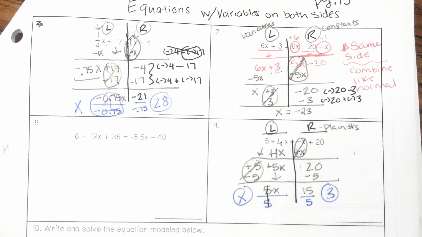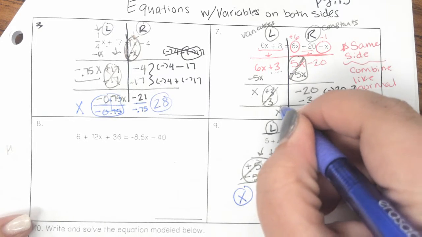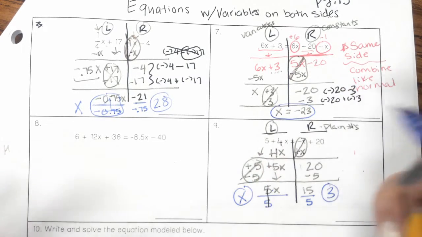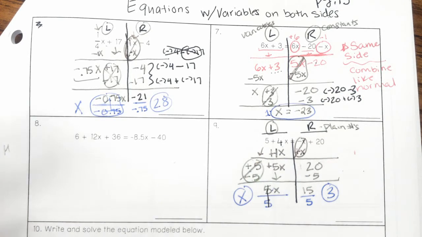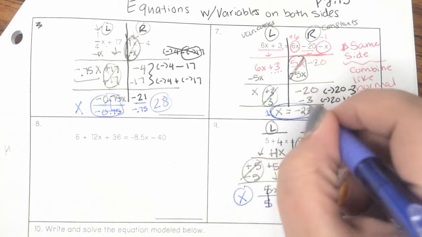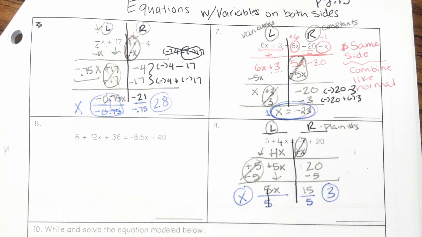The last step is to isolate the variable. Well, the variable's already isolated. There's no coefficient. The coefficient is an invisible 1, and 1 times x is just x. We don't need to rewrite that. So the answer here is x is negative 23. The value of x is negative 23.